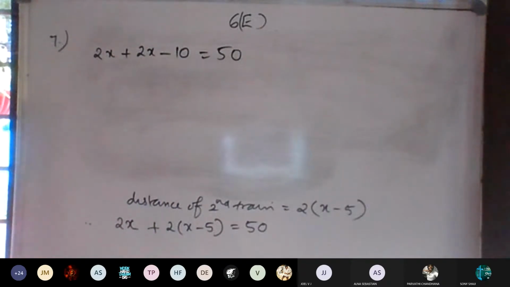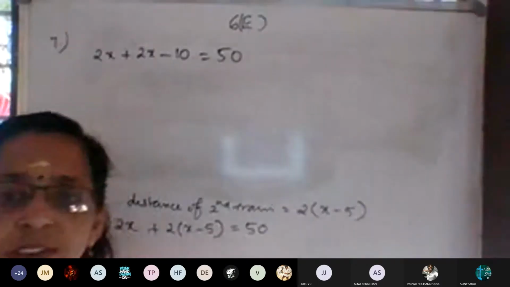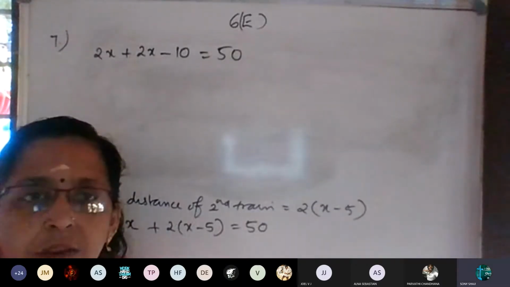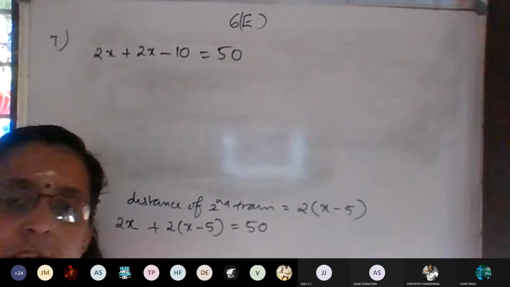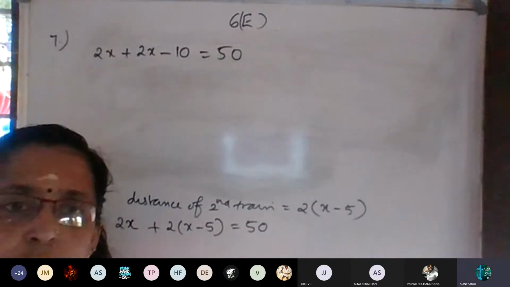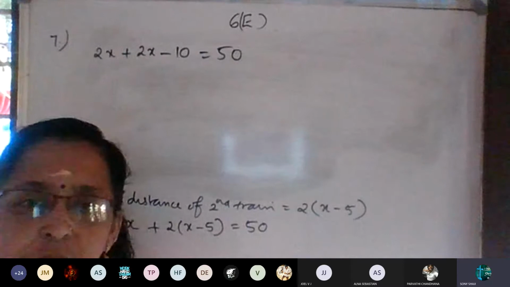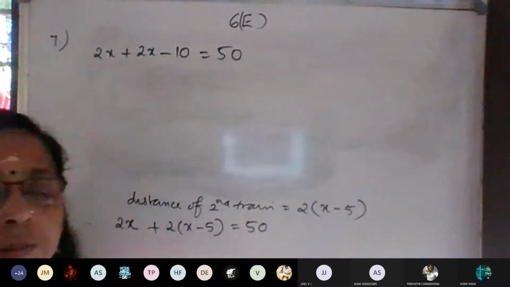Yesterday's question, biquadratic. What is that? Bi means 2, quadratic means 2. Biquadratic is 4.